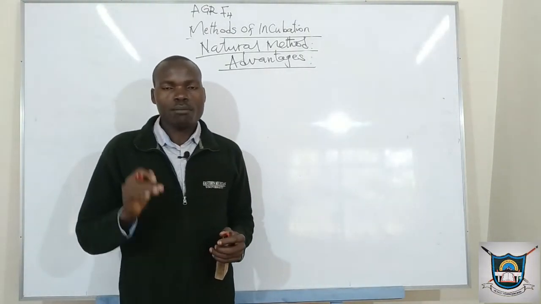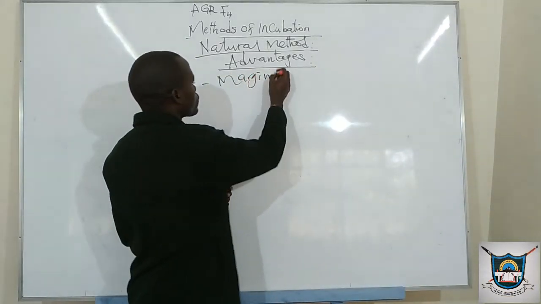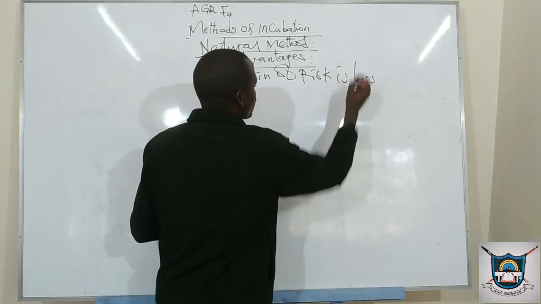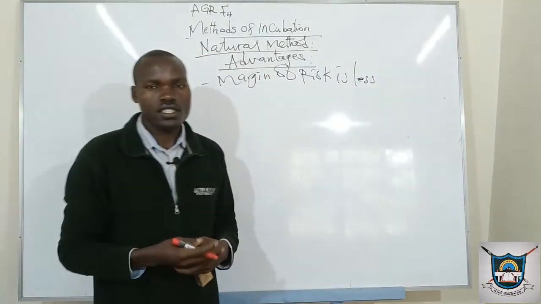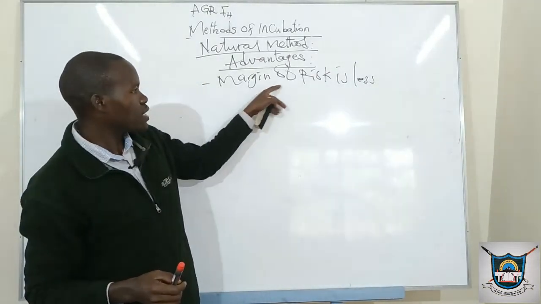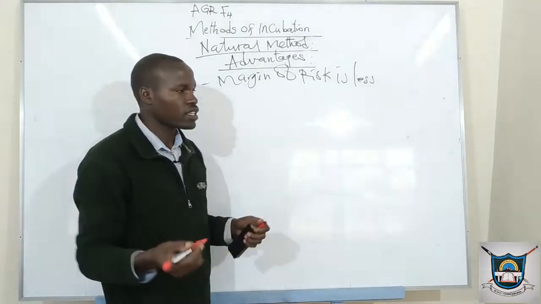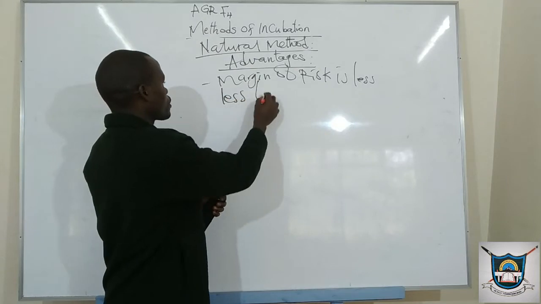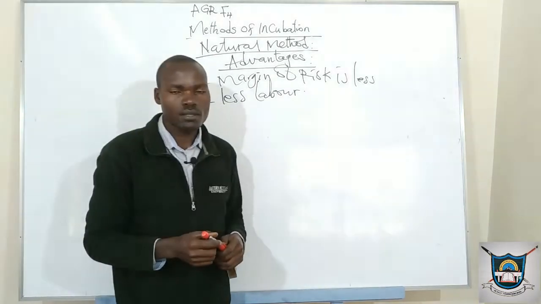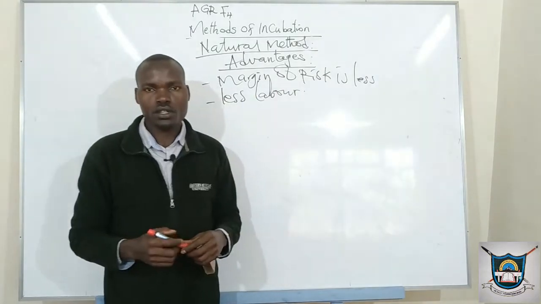The other thing is the margin of risk. The margin of risk is very small. The reason is that all the maintenance is being done by the hen, so the farmer is assured that there is less risk. And the other thing is that there is less labor. Why are we saying that less labor is involved? The maintenance of the eggs is in the hands of the hen.